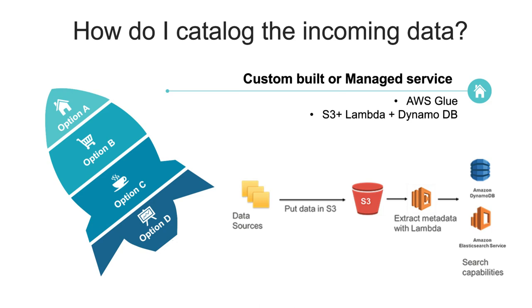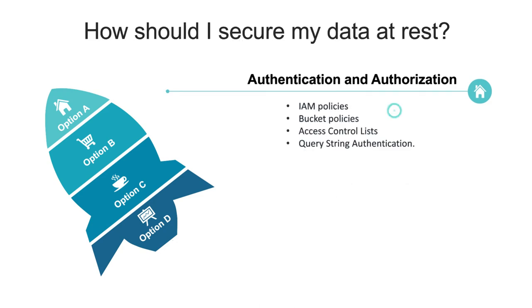And we can also have Elasticsearch to search on that metadata. So this is a purely custom built solution. Another way can be using AWS Glue. Glue has a feature called Glue Crawlers, which can crawl your entire S3 and gather the metadata. So that's how cataloging can be done.